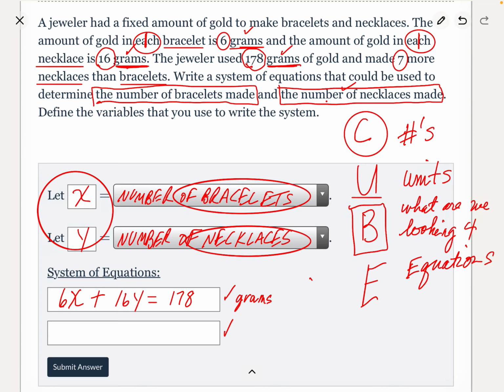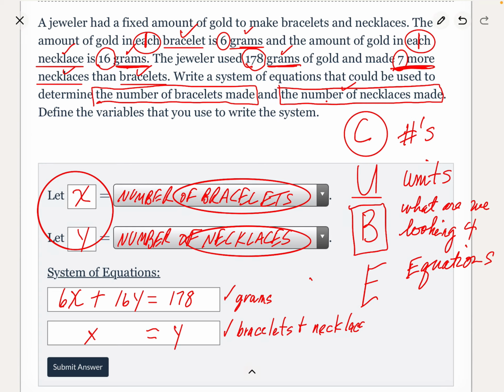That's one equation. Now, for the second equation, we're going to be looking for bracelets, because that's the units, and necklaces. That's what we underline: bracelets, necklace, and this says necklaces and bracelets. So what we're using is this. It says 7 more necklaces than bracelets. That means the jeweler made 7 more necklaces than bracelets. So we have to come up with another equation where we've got bracelets on one side and necklaces on the other side.